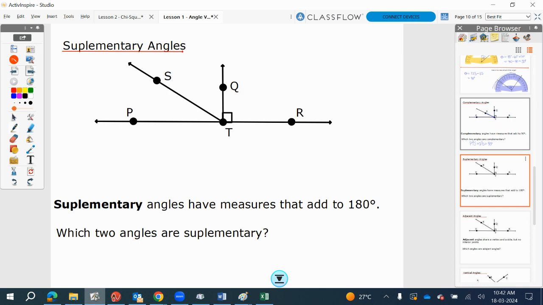Okay, copy down the definition for supplementary.